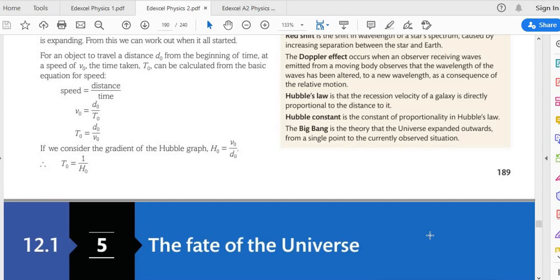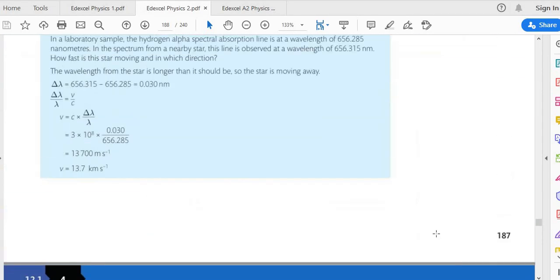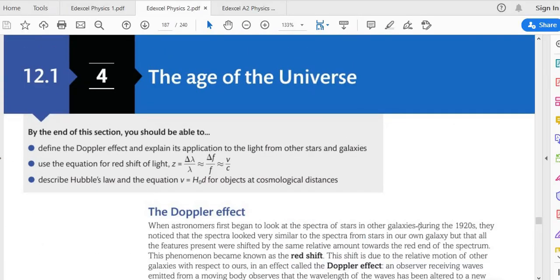Alright, so that's the end of that, which was about the Doppler effect and the age of the universe. We also learnt about the redshift and Hubble's law.